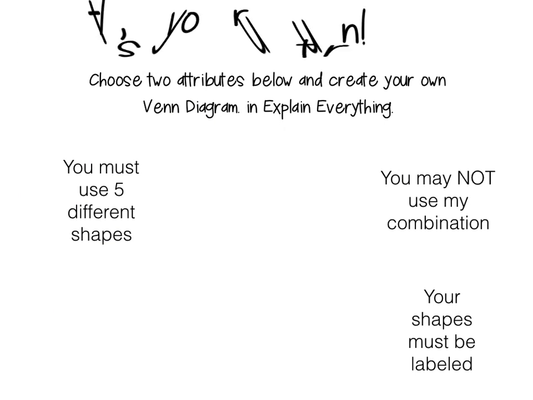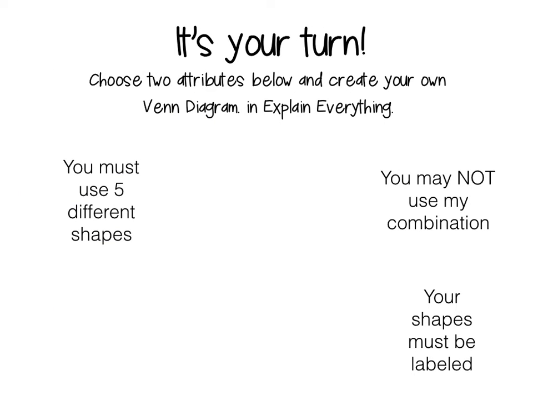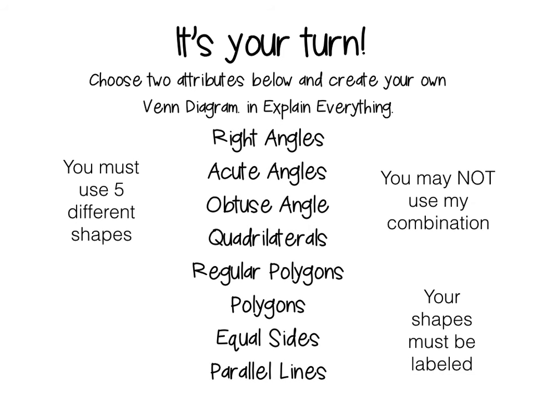Now I want you to make your own Venn diagram, and I know since you're at home you don't have your iPad, so I will just give you some paper for you to use, and what you have to do is pick 5 different shapes. You have to choose 2 of the attributes below. You may not use my combination of right angles and parallel sides, but if you want to use right angles with quadrilaterals, or if you want to use parallel sides with polygons, that's up to you, but you cannot use right angles and parallel sides together like I did.